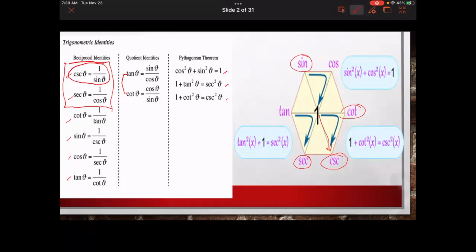Next, paano naman itong quotient identities? So, tangent is equal to sine over cosine theta. Ito yung tan mo, papunta siya dito, sine over the cosine. Pag cotangent naman, baliktad. Papunta siya, cosine over the sine. Okay po.